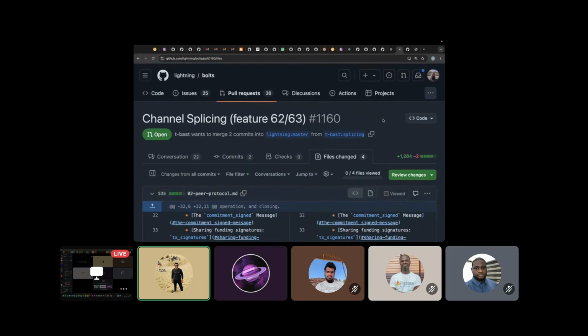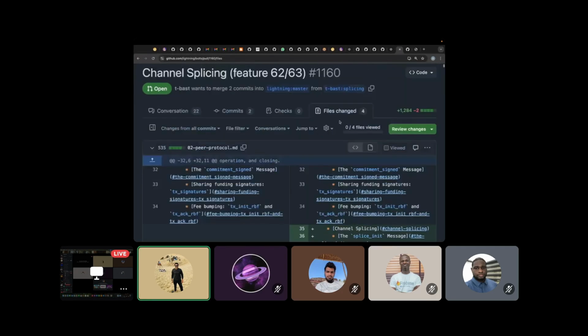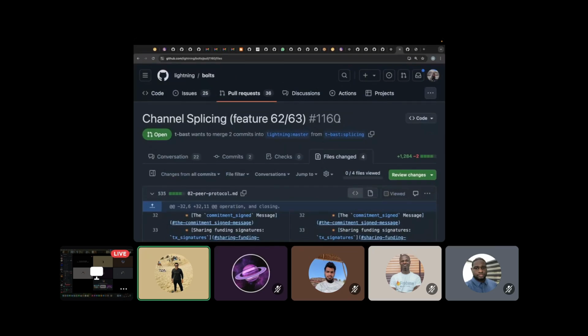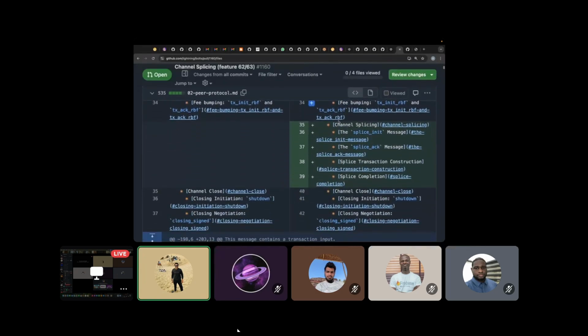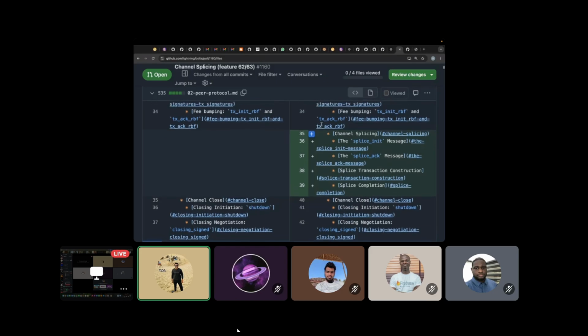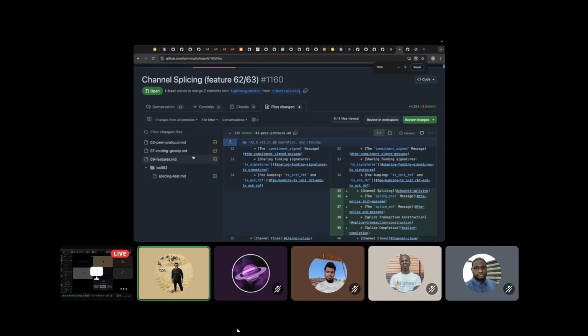All right. So this one's the official pull request, which would be merged into the Lightning spec once it is reviewed and at least two of the Lightning clients implemented. It's numbered 1160. As you can see, this particular PR makes changes to three files in general, I guess Bolt 2, Bolt 7, and Bolt 9.